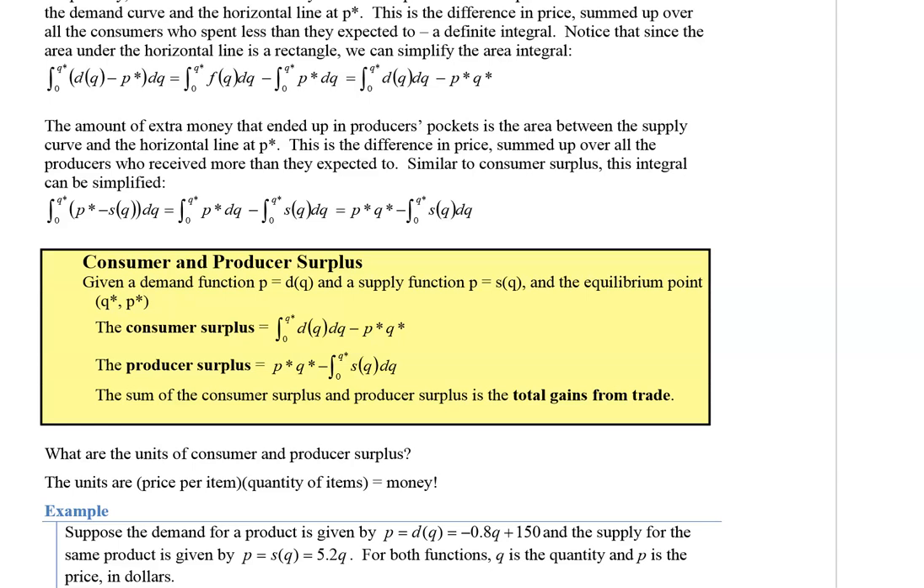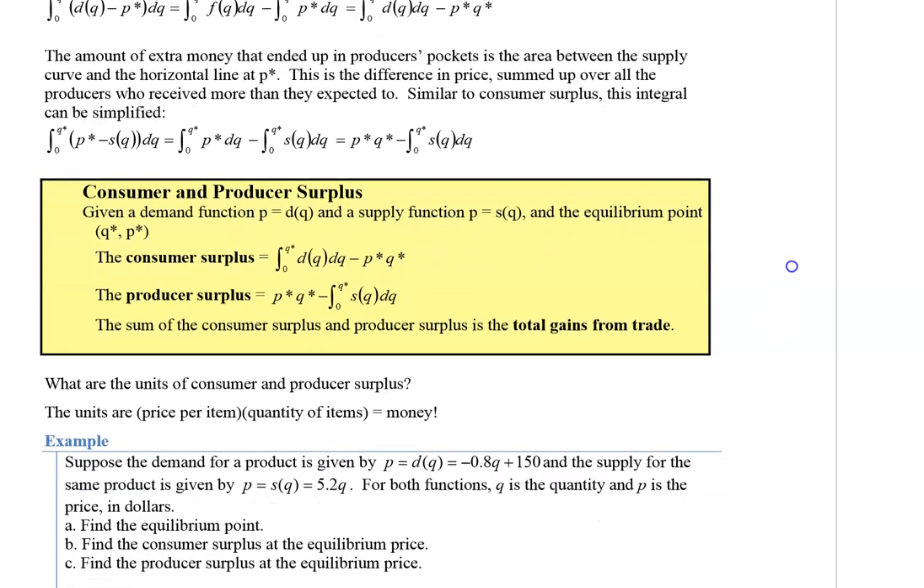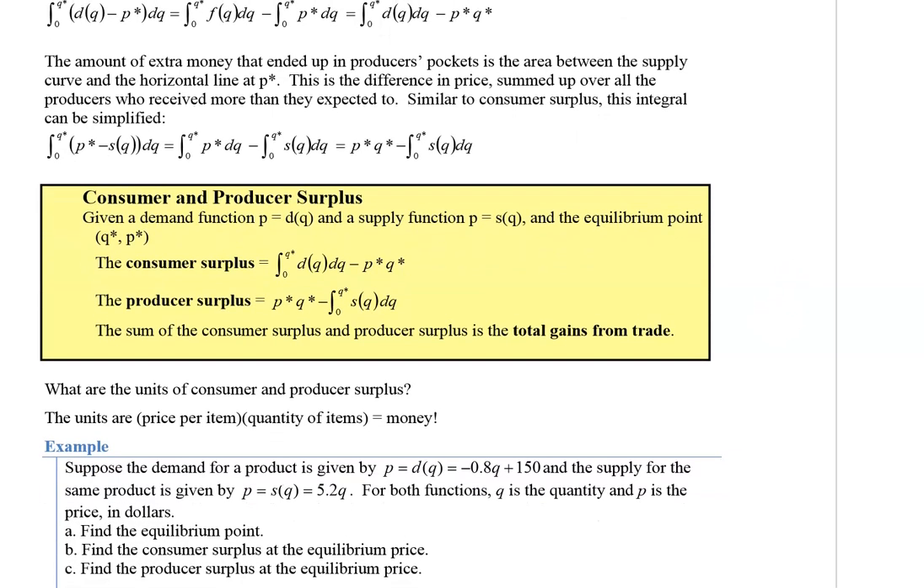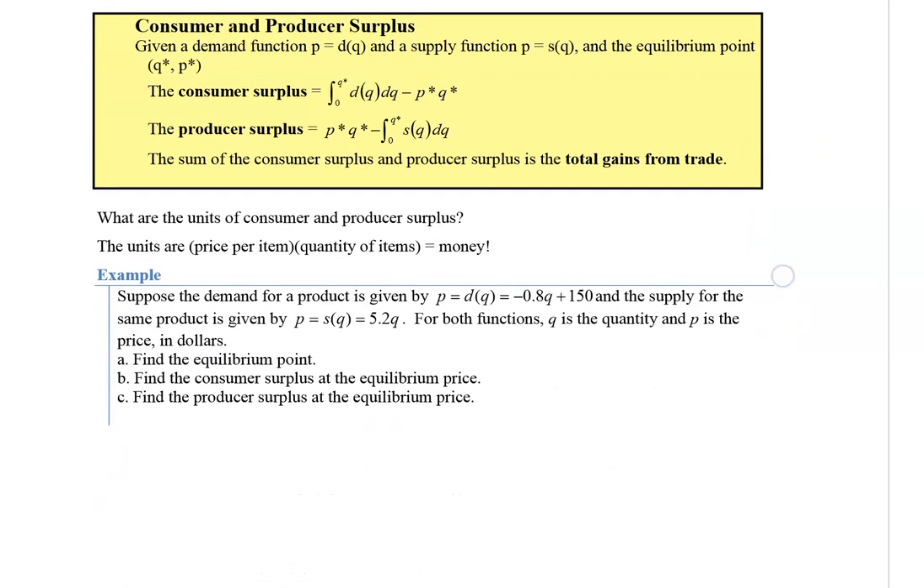The amount of extra money that ended up in producers' pockets is the area between the supply curve and the horizontal line. This is the difference in price summed up over all the producers who received more than they expected, similar to the consumer surplus. This integral can also be simplified. And here's a nice little yellow box to help us with this.